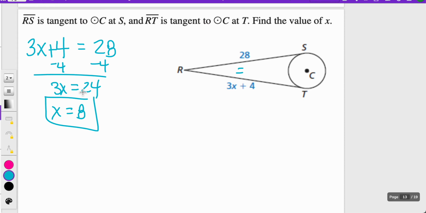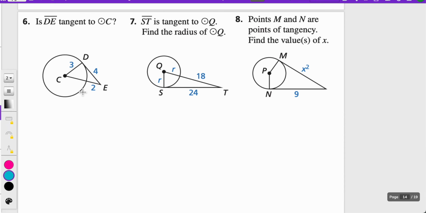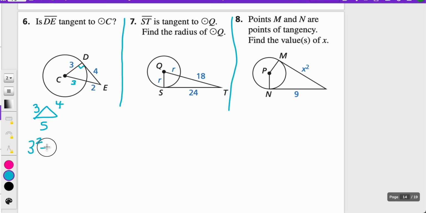All right. Now we're going to kind of put everything together with our last few examples. We got questions 6, 7, and 8. Each one has their own circle. So let's go ahead and look. Number 6, is DE tangent to circle C? One way we want to look at that is DE is creating that right angle. Okay. We know that my radius is 3, so that means this should also be 3. So then I have this right triangle. If you remember your triples, 3, 4, and then 3 plus 2 is 5. So if I plug that into my Pythagorean theorem, 3 squared plus 4 squared does equal 5 squared, so I can say yes. Okay.